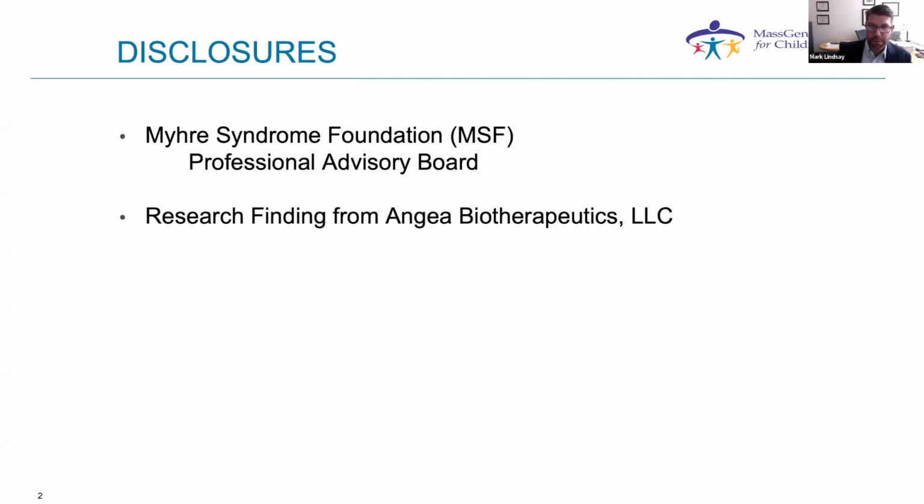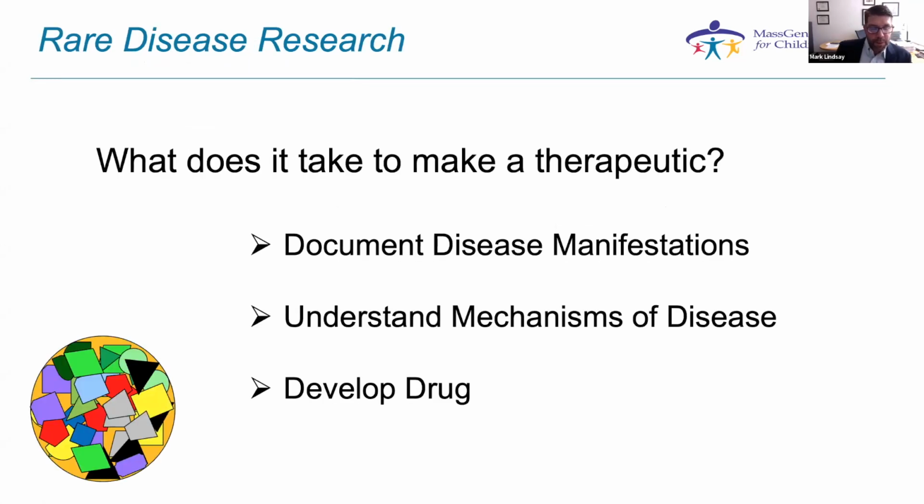So again, disclosures. For those of you who are new to rare disease and drug development, we want to think about what all the stages are that it takes to make a therapeutic. It seems really simple, but it's not, mostly because we're not allowed to do things in people that we're allowed to do in mice, for good reasons. And so there's a lot of regulation and a lot of need to do it carefully and slowly.